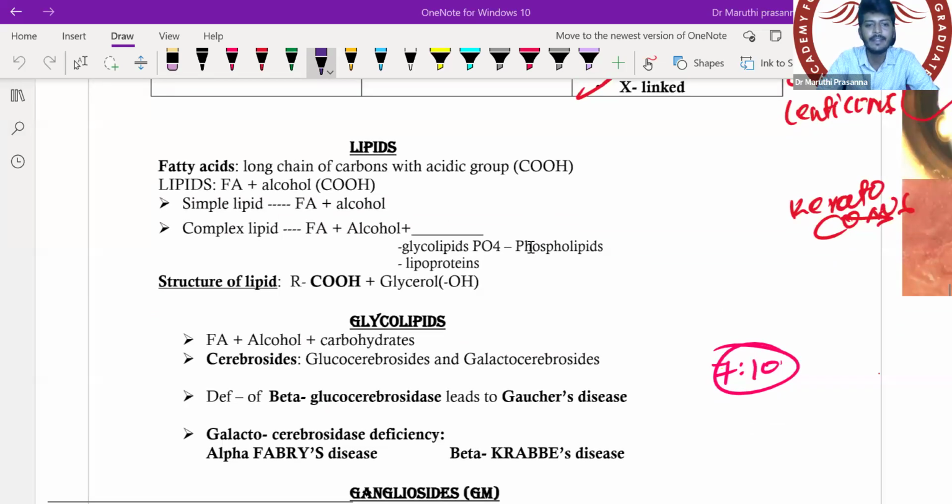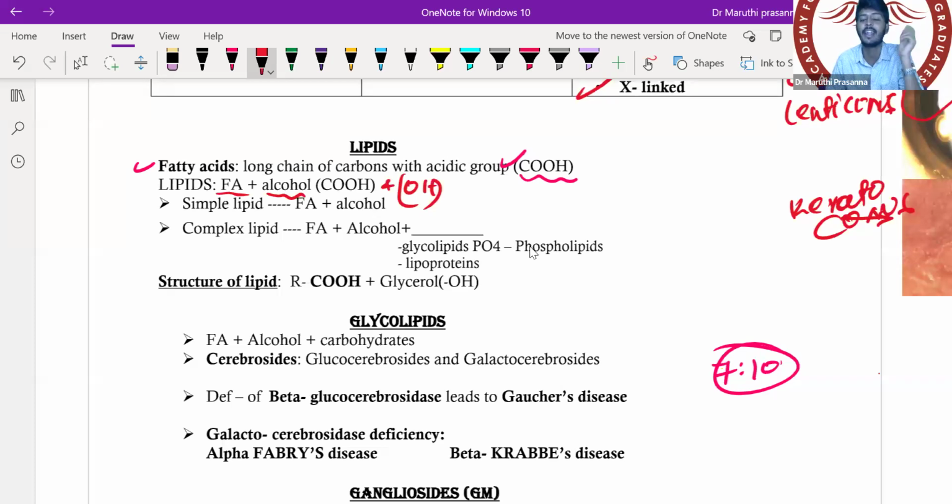Whenever we are speaking of lipids, the first thing we need to understand is fatty acid. Fatty acid is a long chain of carbon with one acidic group in it, which is COOH. That is the functional group of a fatty acid. A lipid is a combination of two things: one is your fatty acid and the other is your alcohol. So COOH and OH, two functional groups will be there in the lipid.